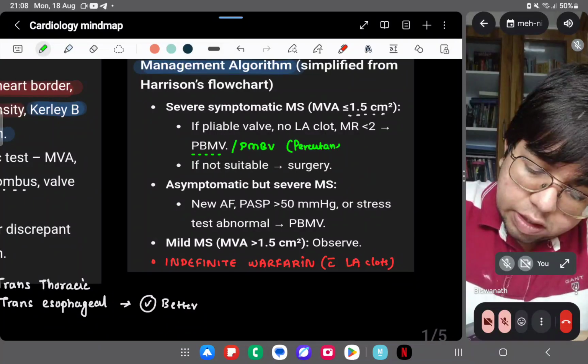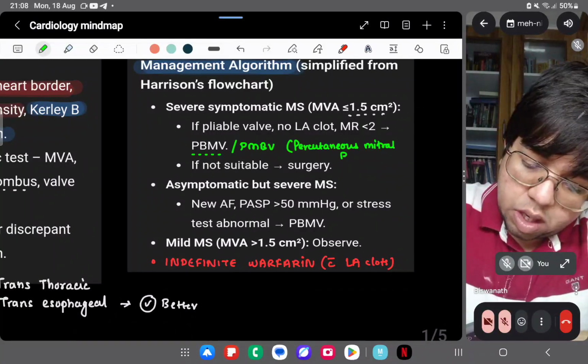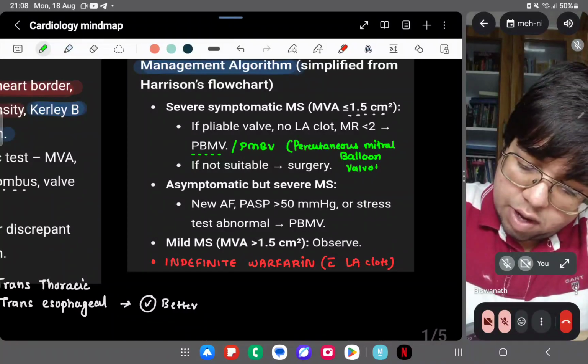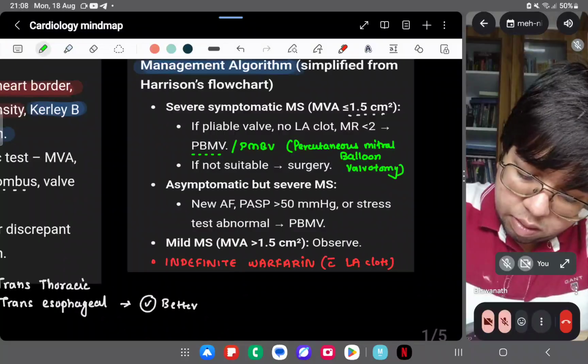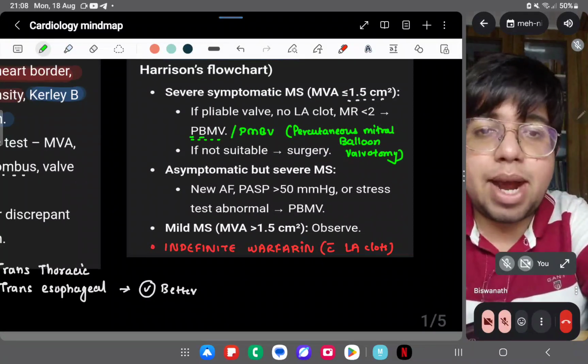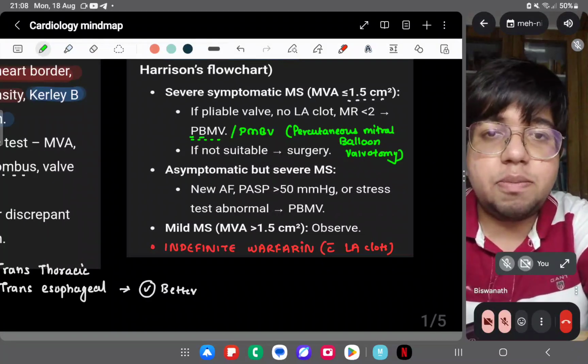Percutaneous mitral balloon valvotomy. Or you can say percutaneous balloon mitral valvotomy. Same thing, just an interchange of the letters. Okay.